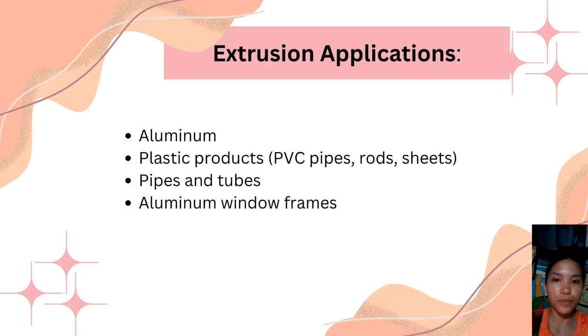So next, let us move forward to the extrusion applications. Under extrusion, there are 4 applications. First, we have aluminum. Second is the plastic products, which include PVC pipes, rods, and sheets. Then third is the pipes and tubes, and the last one is the aluminum window frames.